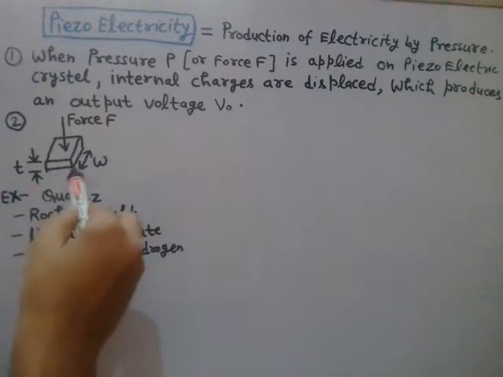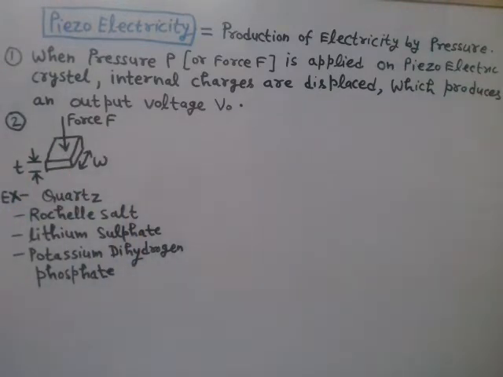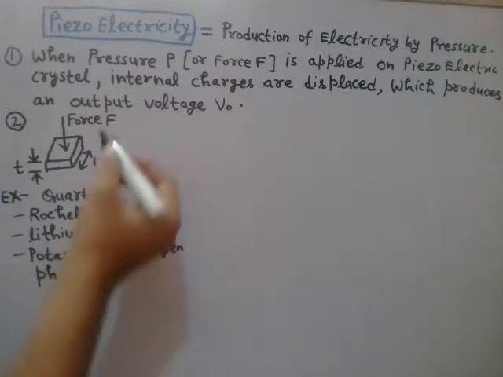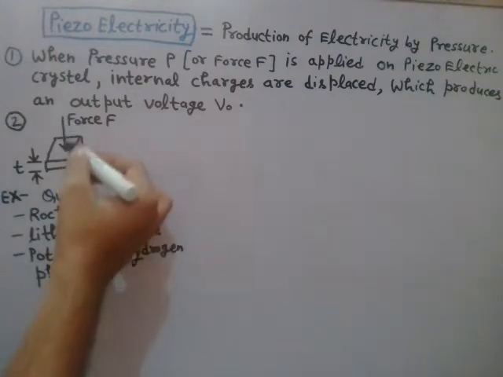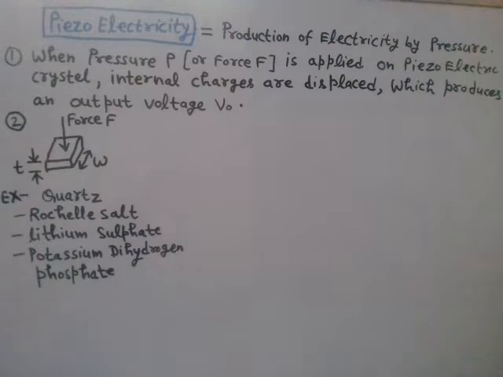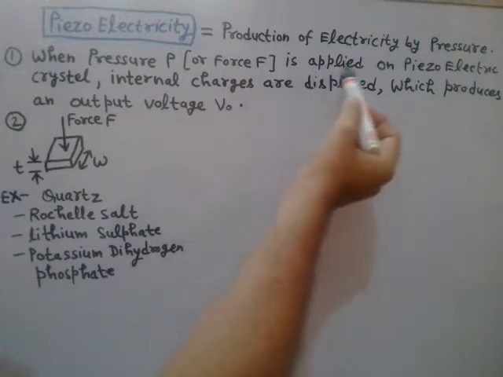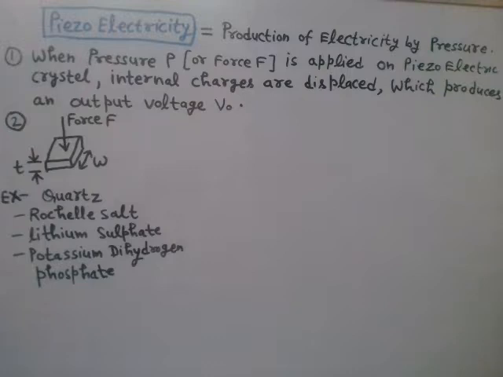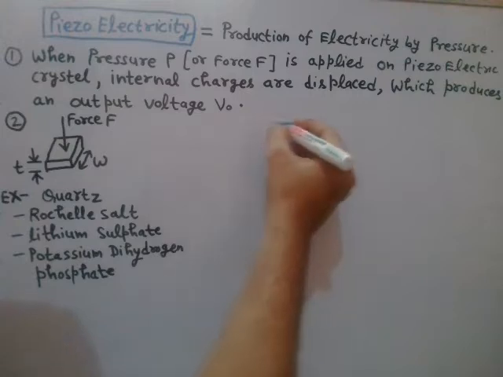So, let me consider one piezoelectric crystal, right? The thickness of this piezoelectric crystal is T and the width of this piezoelectric crystal is W, and I am going to apply the force F on this piezoelectric crystal, right? So when force F is applied on the piezoelectric crystal, then internal charges are displaced, so that will produce an output voltage V0. So here I can write the charge produced.